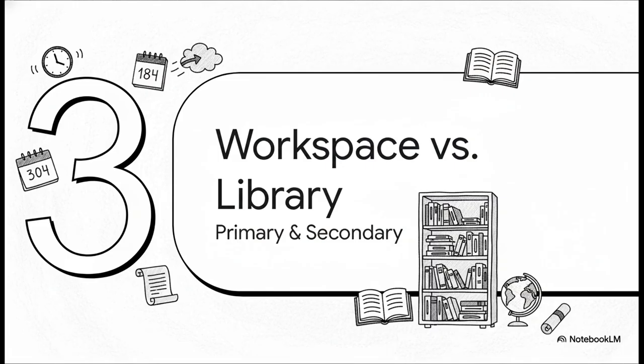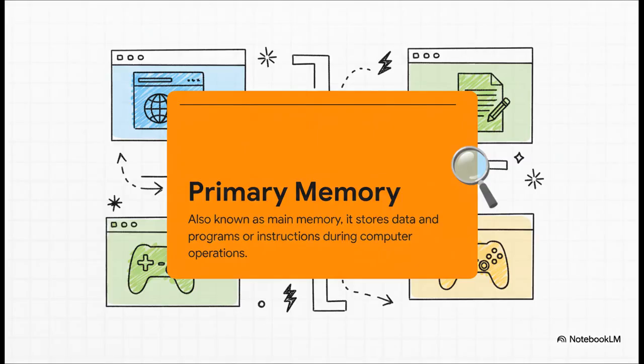All right, let's zoom in on the two main tiers you're probably most familiar with. The best way to think about them is as your computer's temporary workspace versus its permanent library. So primary memory, or main memory, that's the active workspace. When you open your web browser or a document, or you fire up a game, it all gets loaded into this space so the CPU can work with it directly. This is where all the action is happening.